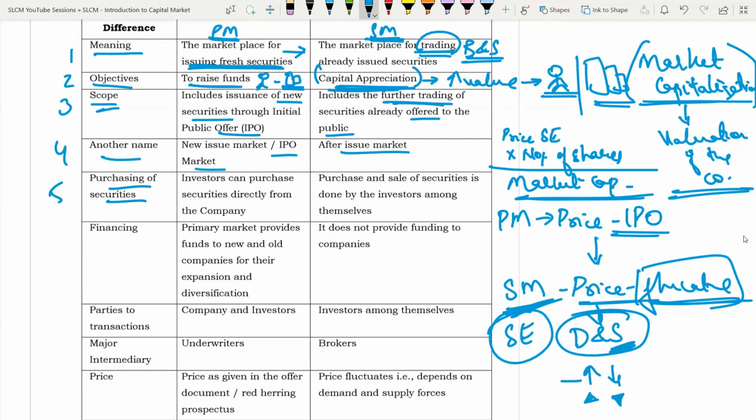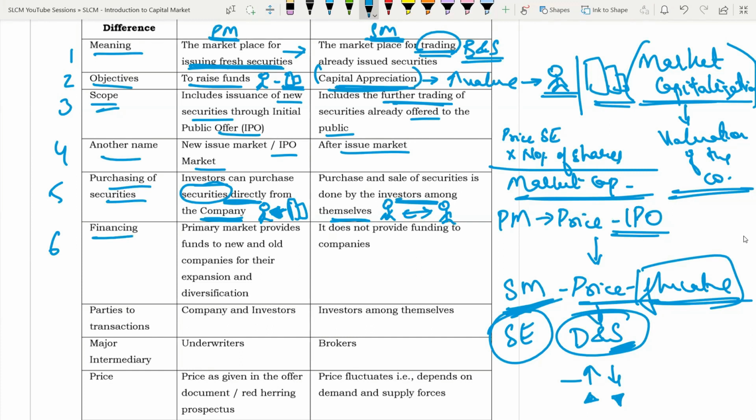Here, purchase of securities, how does it take place? The investors will purchase the securities directly from the company. The transaction is taking place between the investor and the company. So the company is going to issue the securities for the first time to the investors. That is, the purchase is done directly from the company. But in the secondary market, one investor is selling his security to another investor. So here, the transaction is among the investors themselves and the company is not involved. In the primary market, the company is directly issuing the shares to the investors, whereas in the secondary market, the investors are selling and buying among themselves.